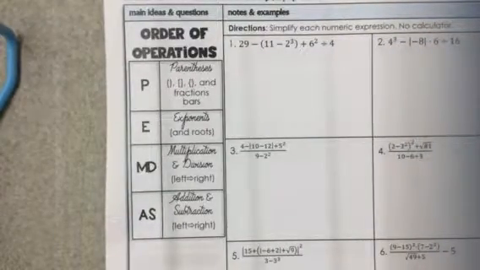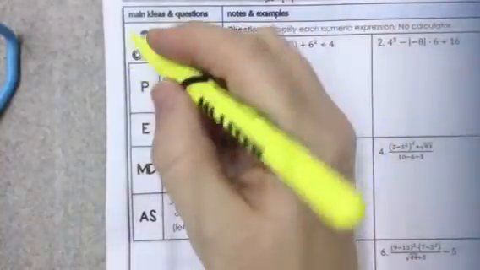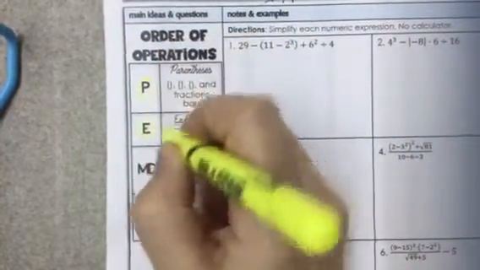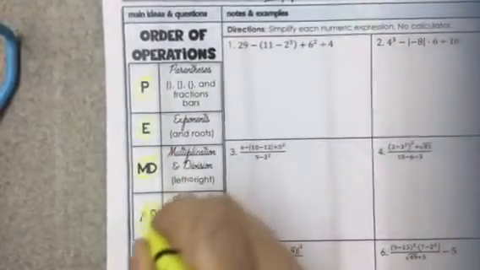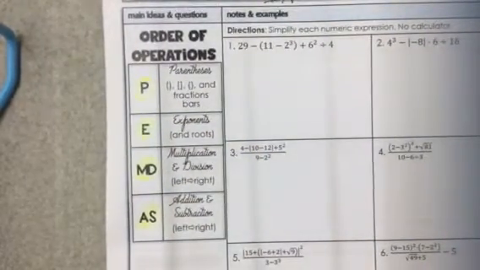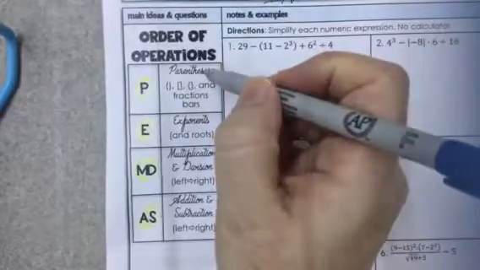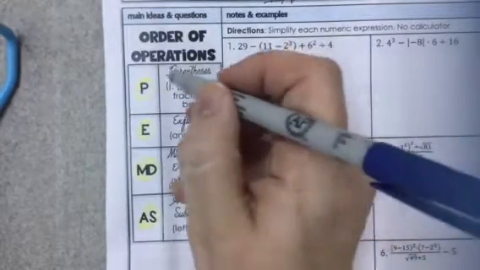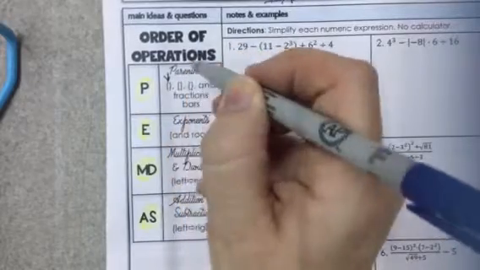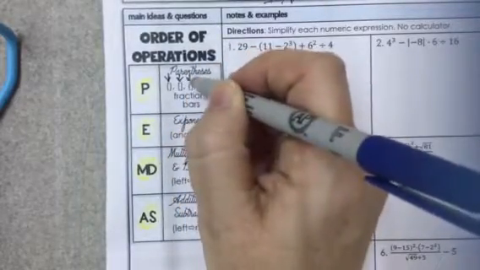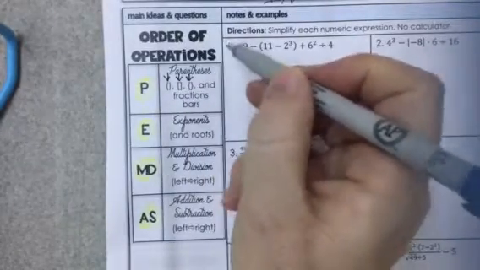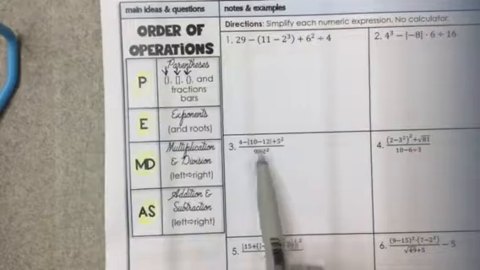We usually use the mnemonic PEMDAS. Sometimes people will use a little remembering device: Please Excuse My Dear Aunt Sally. For the P, we need to start off with doing any operations that occur within parentheses, but that includes any grouping symbol. It could also be brackets, braces. Fraction bars also count as a grouping symbol because it groups the numerator together and the denominator together.